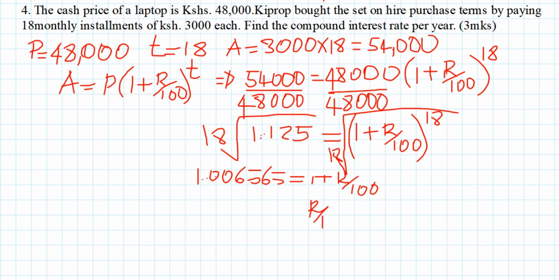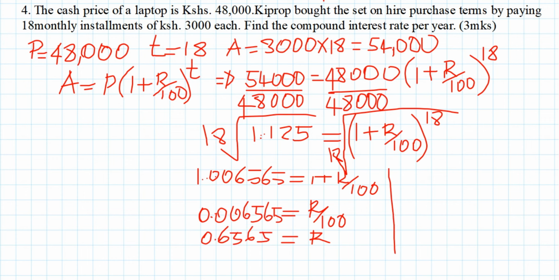And so after that, we can take 1 to the left-hand side. And when we take 1 to the left-hand side, we get 0.006565. And so when you multiply by 100 on both sides, our R is going to be equivalent to 0.6565. But now, this R is for every month. This is the interest rate for every month.